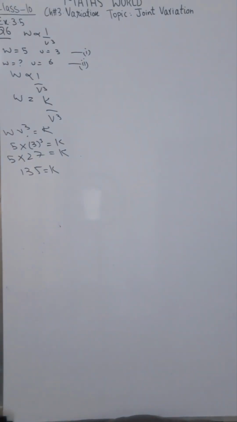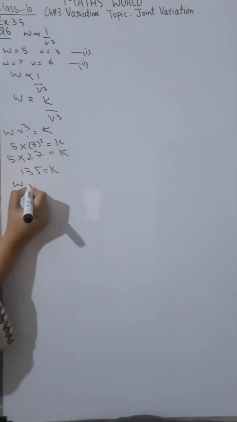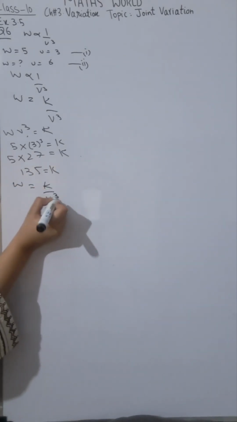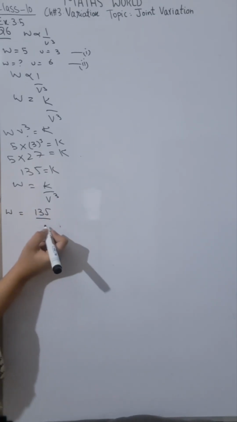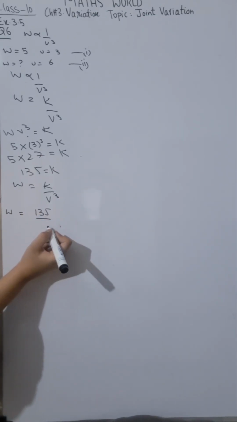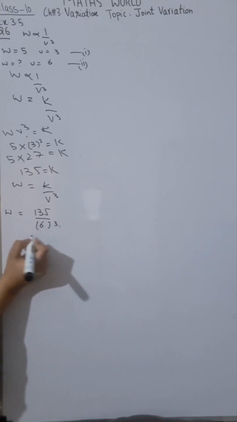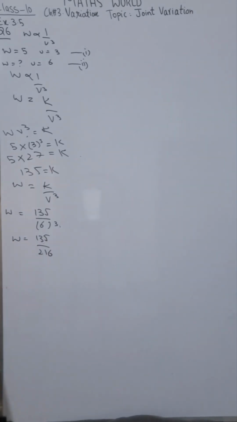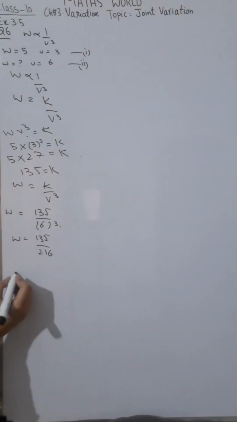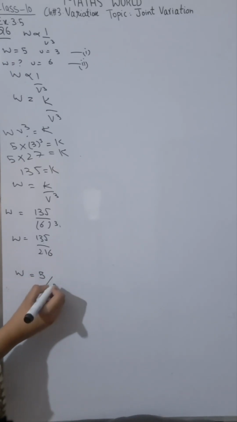Now simply derive the value of w by using w is equal to k over v cube. So w equals 135 over, and what is v? That is 6 cube. So w is equal to 135 over 216. Now you will simply solve it: you divide it and you will get 5 by 8. So w is equal to 5 by 8. This is your answer.